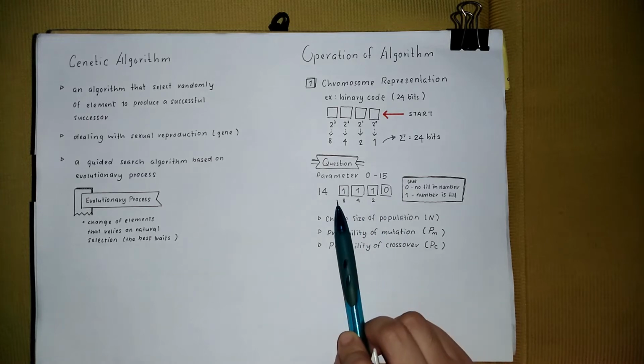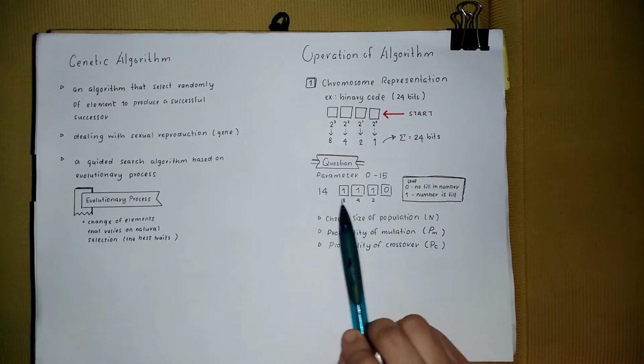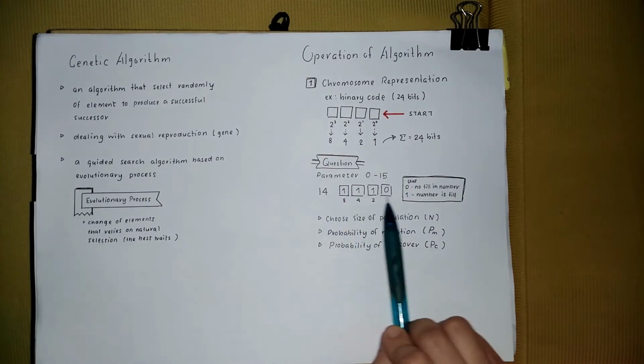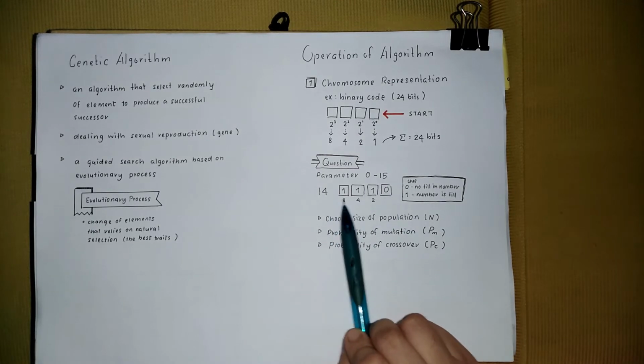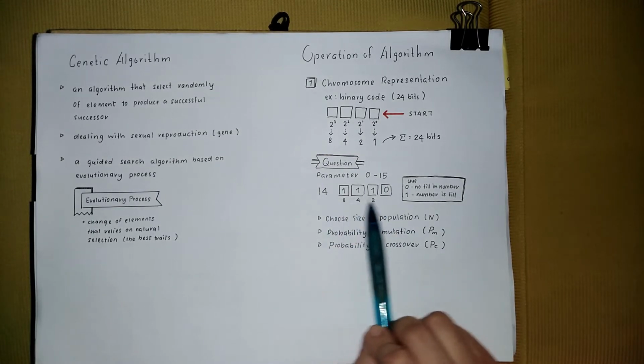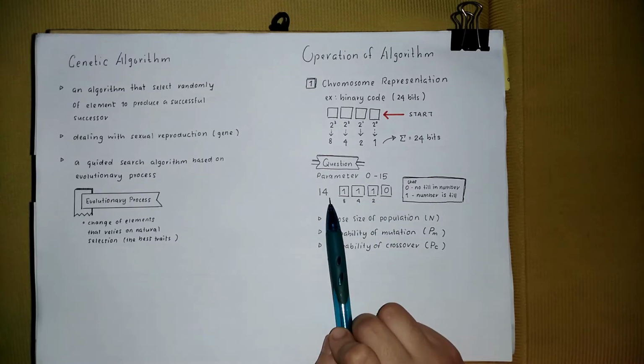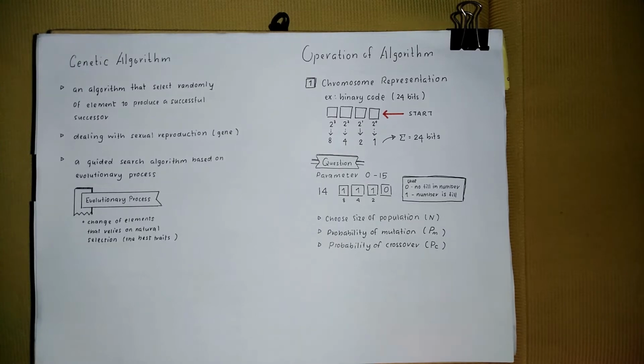So here in this box is your chromosome representation, or you can say it's the chromosome string. And this one is the number that you decode, or you change it to the simplest or understandable number. After you name the chromosome, you have to choose the size of population, probability of mutation, and probability of crossover.